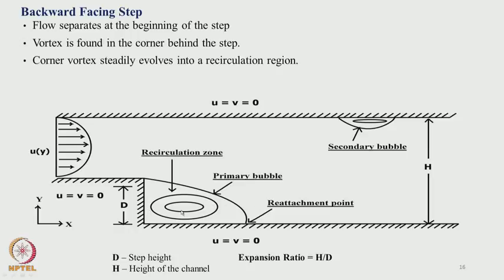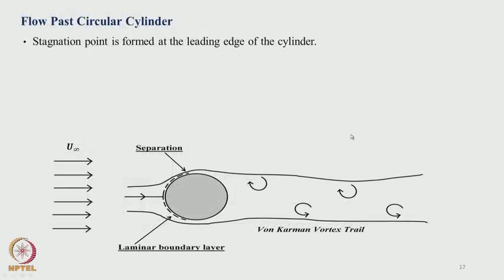Corner vortex steadily evolves into a recirculation zone depending on the Reynolds number, and secondary recirculation is observed on the channel upper wall. So, we have seen examples for two external flows. The next example is flow past a cylinder, circular in cross section or square in cross section. This falls under the category of external flow.